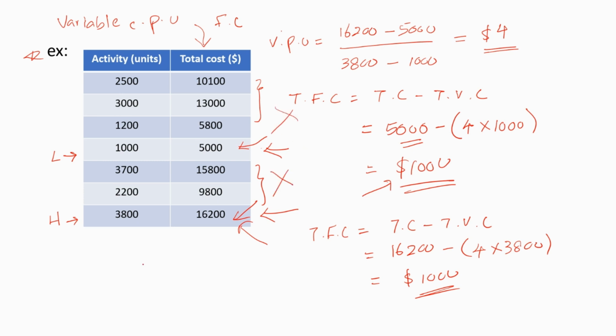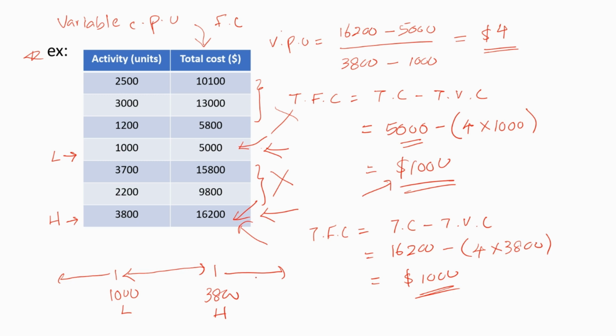Let me explain what interpolation and extrapolation are. Interpolation is when we consider a value between 1000 and 3800 units. This is the range we considered because this is the lowest activity level and this is the highest activity level. Now we can use the fixed cost of $1000 and the variable cost of $4 to forecast any value between 1000 and 3800. But can we use values below 1000 and above 3800? It will not be reliable.